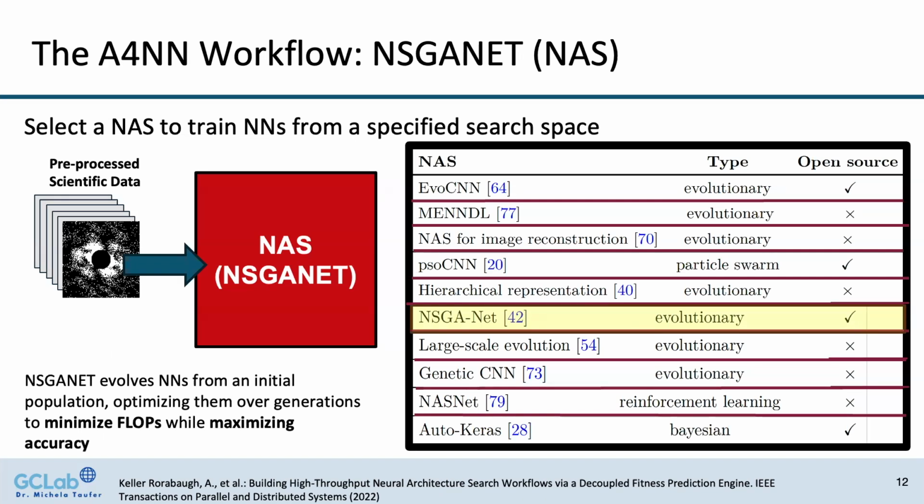The first component in our workflow is, of course, the NAS algorithm itself. We are using NSGA-Net, which is an evolutionary algorithm that starts with an initial population of neural networks and then gradually evolves them over generations. What's interesting about NSGA-Net is that it doesn't just aim for highly accurate models, but it also tries to minimize the training cost in terms of flops. So it's balancing performance with computational efficiency.